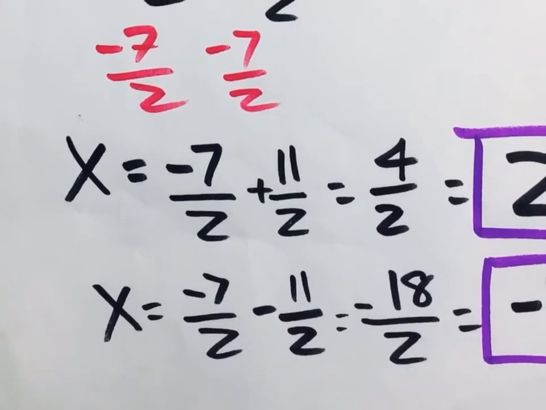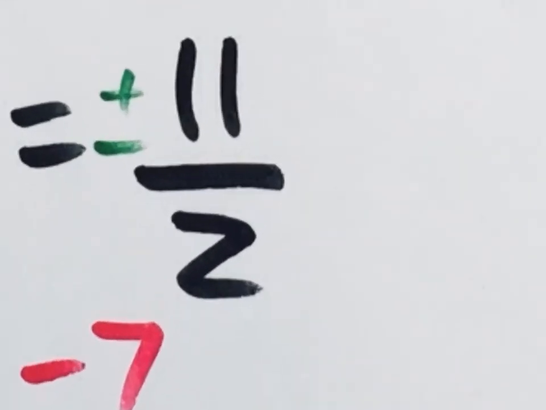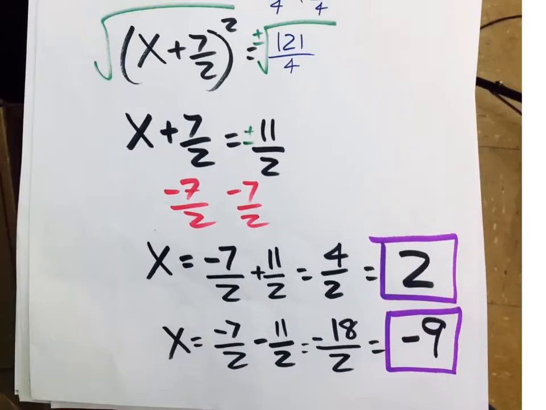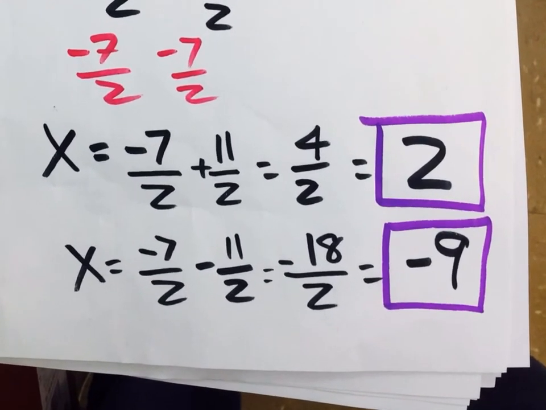And so I know that because this is plus 11/2 and minus 11/2, when we subtract 7/2 from both sides, negative 7 plus 11 gives us 4/2, which is simply 2. And then when we're subtracting 7/2 from 11 halves, that's going to give us negative 18 over 2, and we can simplify that to negative 9. So this is the other half of the answer. And that's it, ladies and gentlemen.